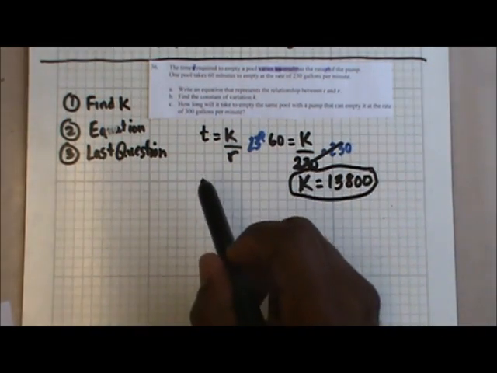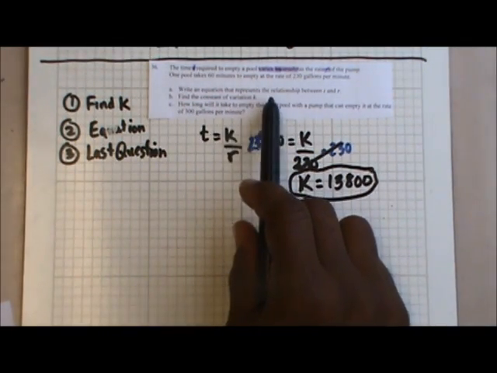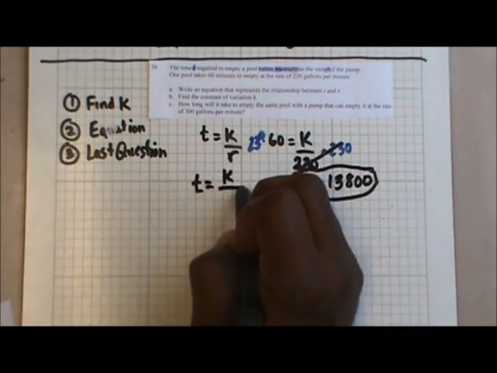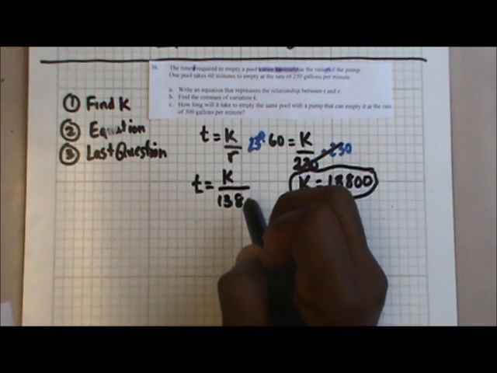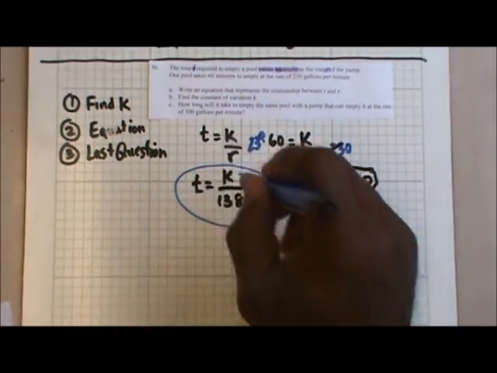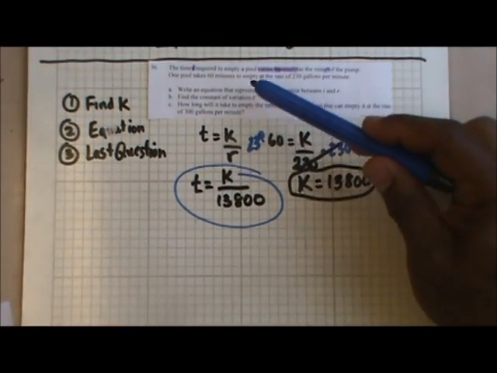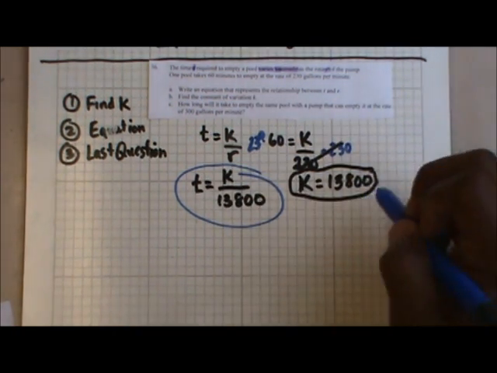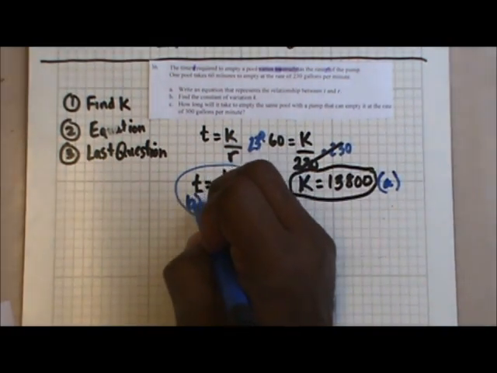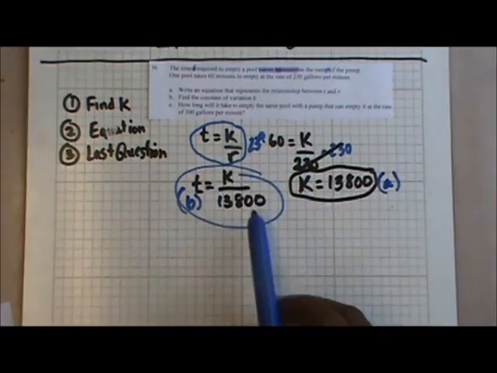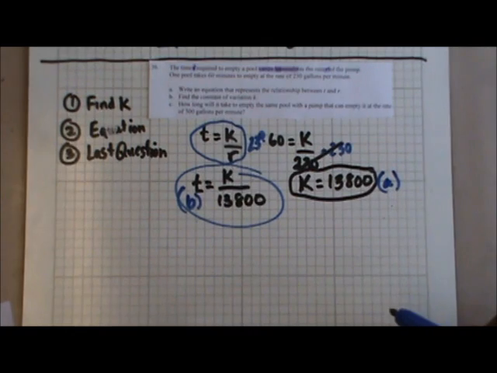Which means that you can now write an equation that represents the relationship between T and R. That's T is equal to K over R. We found, it says find the constant K. We found the constant K, so we got A, done. We have B. And I actually think this is the A that they're talking about, but you got it up there. And then C, always a last question.